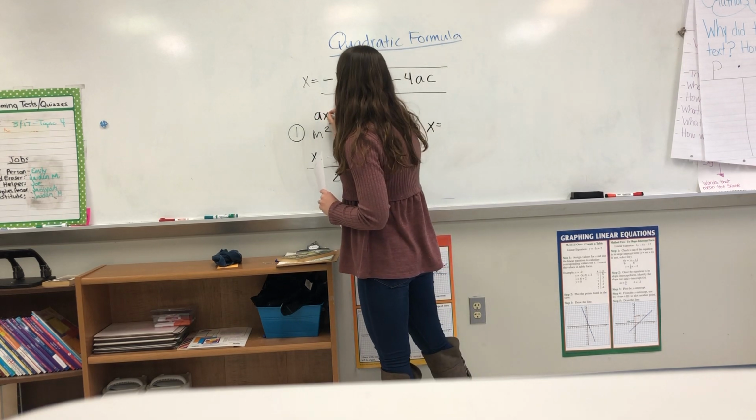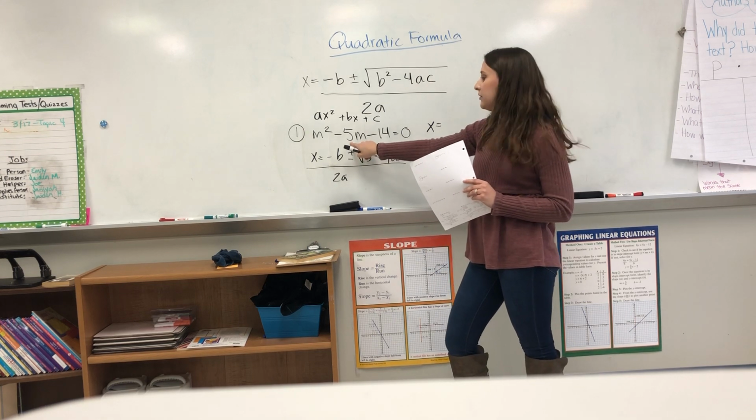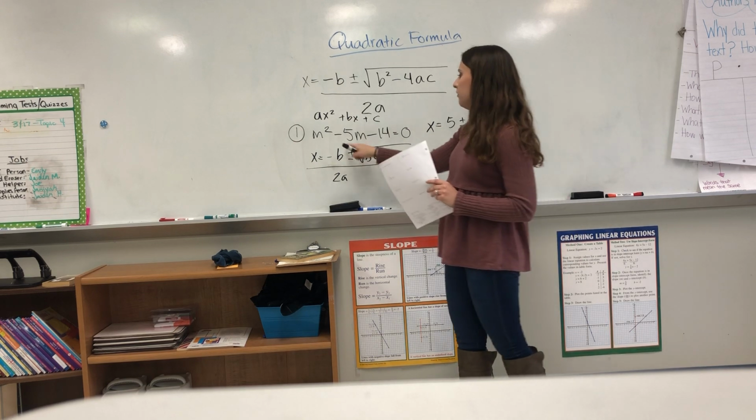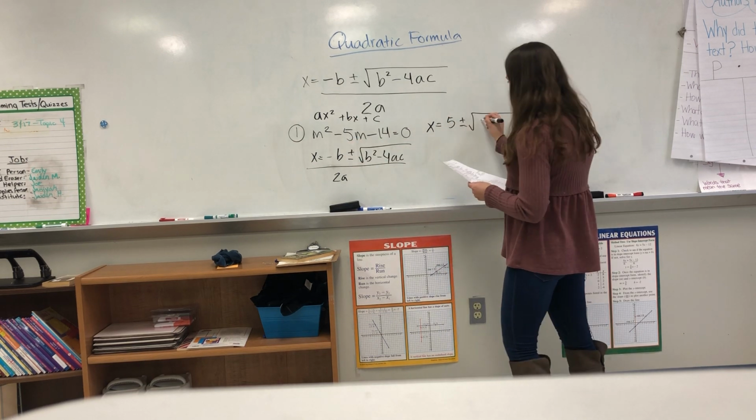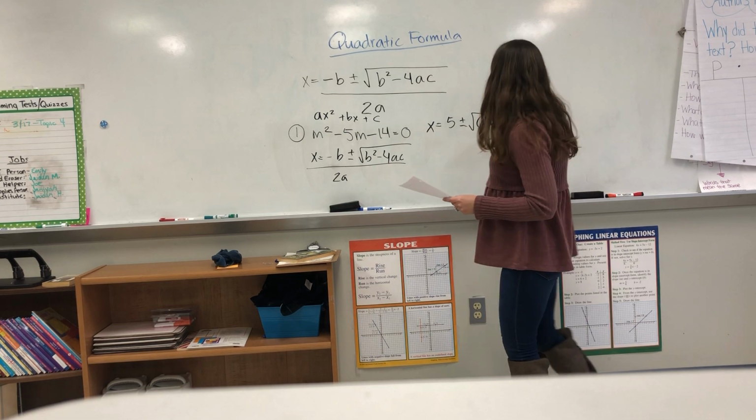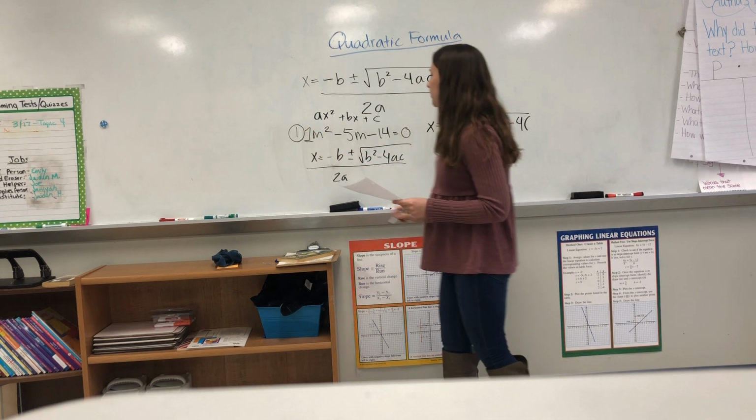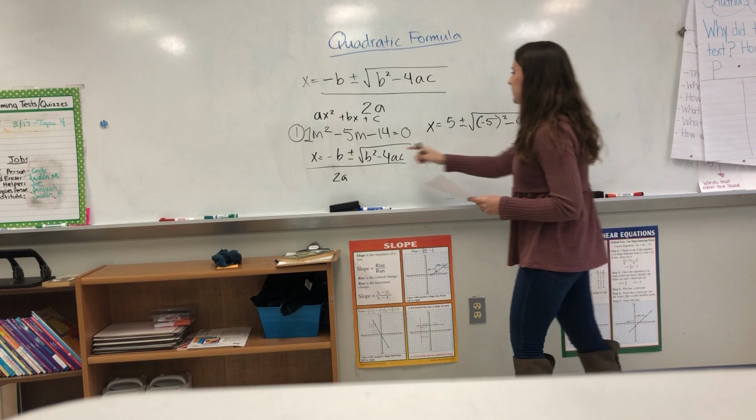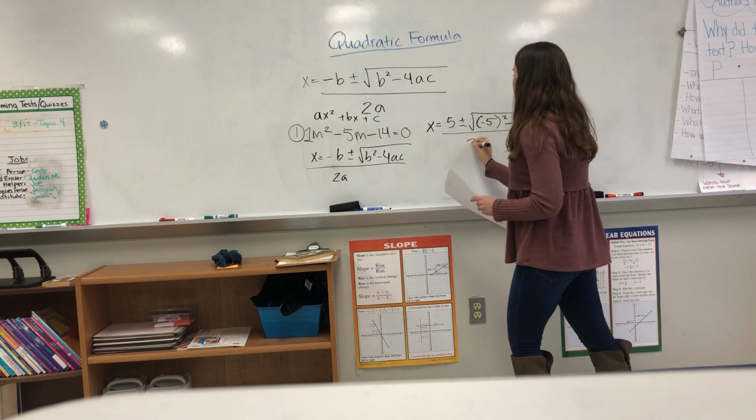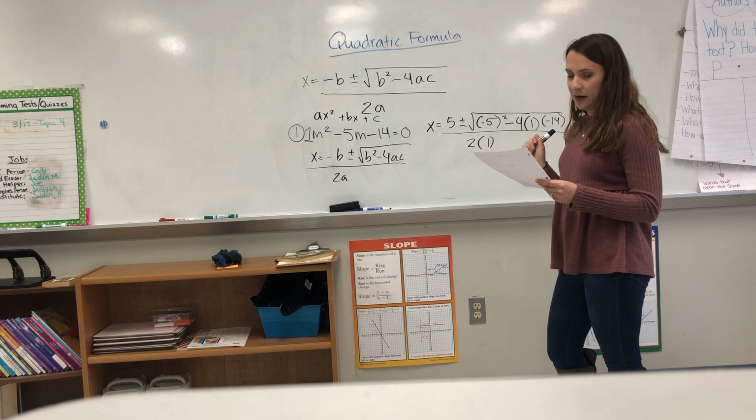Okay, so x equals the opposite of b. We have ax squared plus bx plus c. The opposite of b, the opposite of negative 5, is positive 5, plus or minus the square root of b squared, so negative 5 squared, minus 4 times a, which is 1, you could write a 1 here if that helps you, times c, which is negative 14, all over 2a, which is 2 times 1. Okay, so this is where you should be right now.